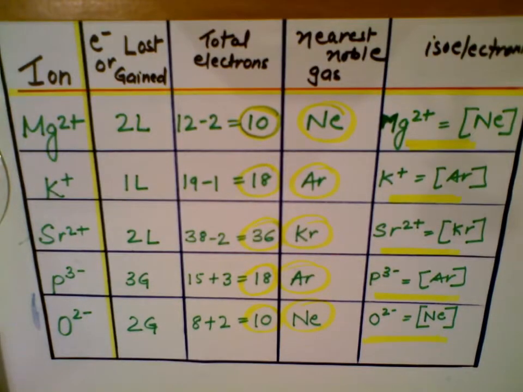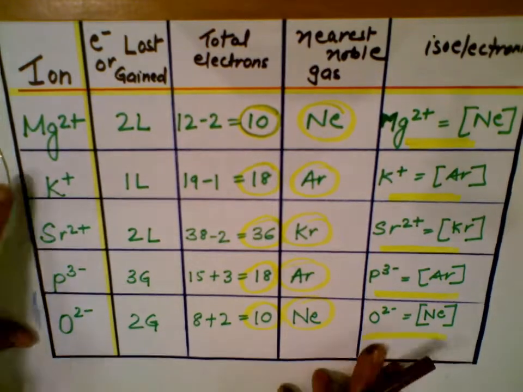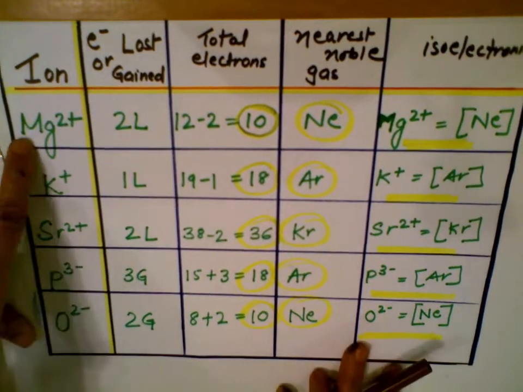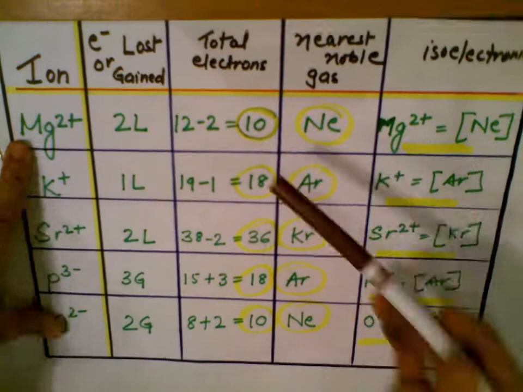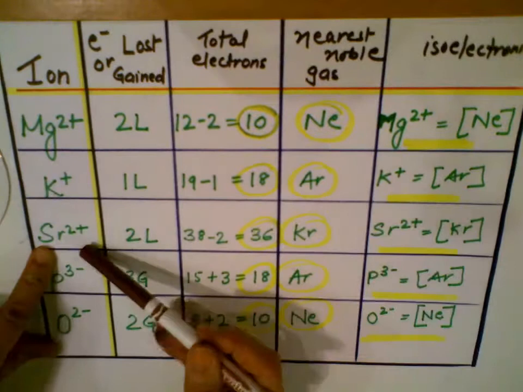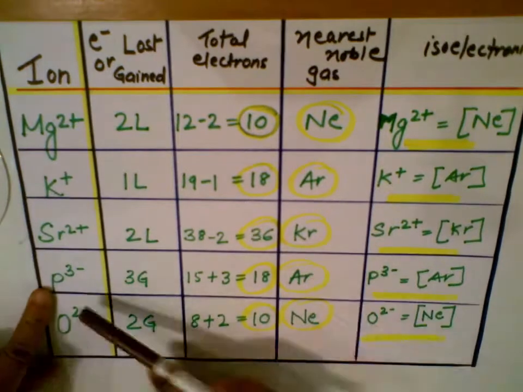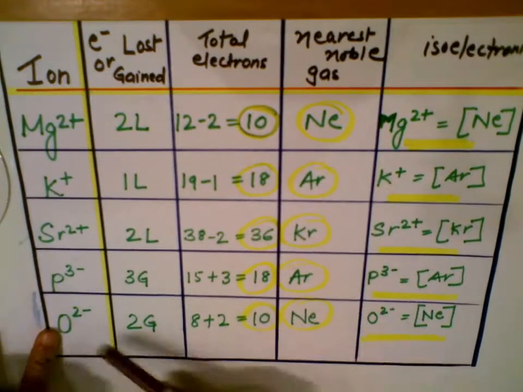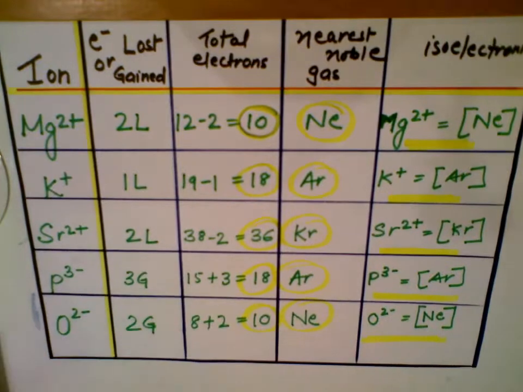So please try on a separate piece of paper, write the electron configuration for the magnesium ion. So you're writing the electron configuration for 10 electrons, potassium ion for 18 electrons, strontium ion for 36 electrons, phosphide ion for 18, and oxide ion for 10 electrons.